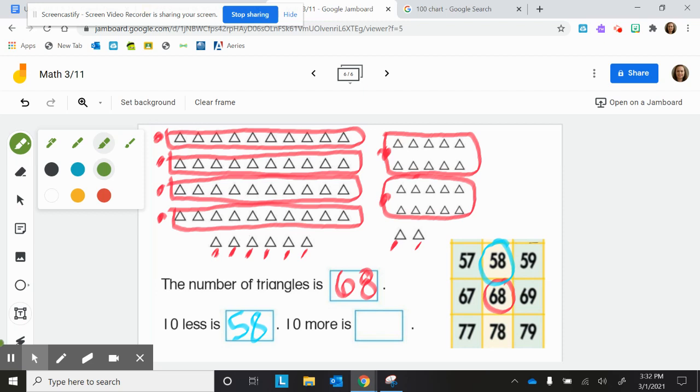And then it says 10 more. What's 10 more? We just go down. What's 10 more? 78. Great job.